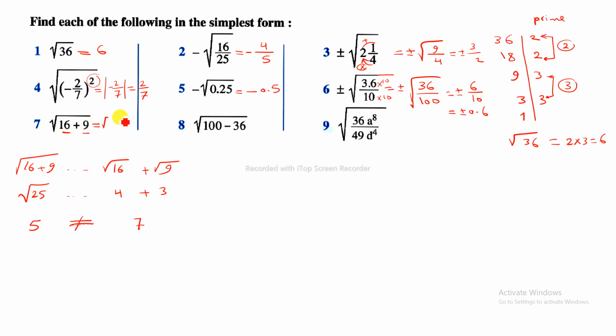But I will calculate it all at once. 16 plus 9 is equal to 25. Square root of 25 is 5. Here it is the same idea with the plus and minus: you calculate all of it together. 100 minus 36 is equal to 64. Square root of 64 is 8.